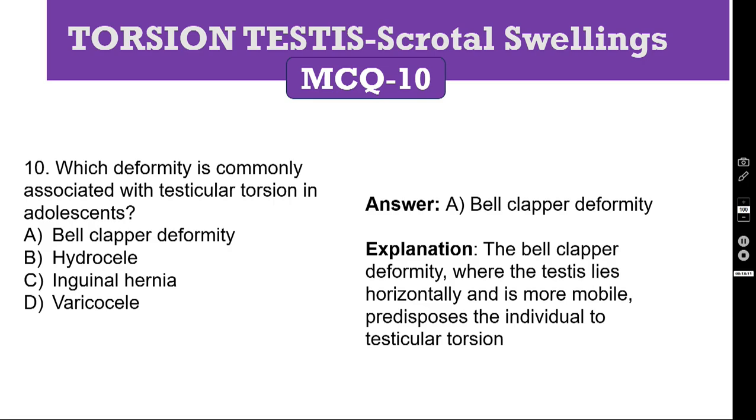So the boy will go for what is called intravaginal testicular torsion. This is common in adolescents, whereas extravaginal testicular torsion is very common in neonatal babies. Because in Bell-Clapper deformity, the testis is lying horizontally, it is more mobile, which is predisposing the boy to testicular torsion.